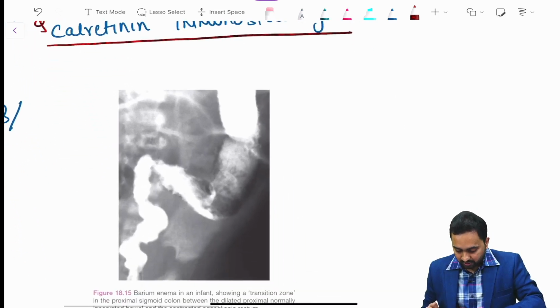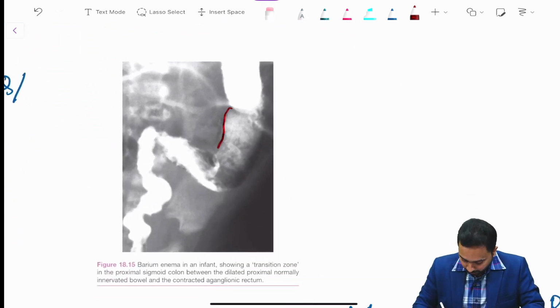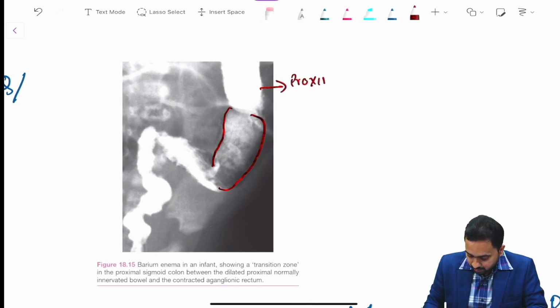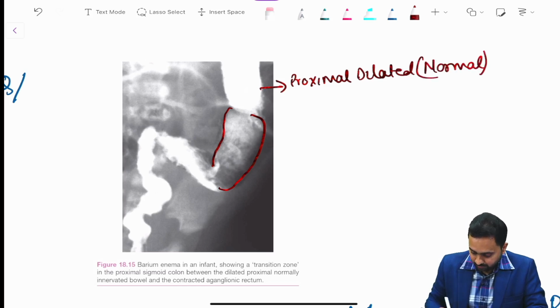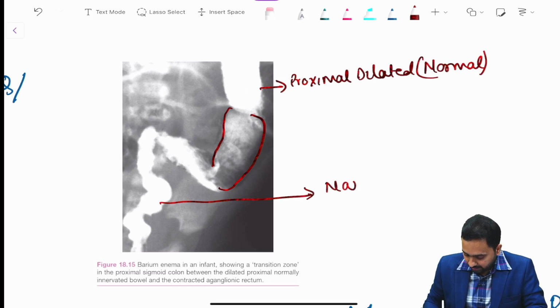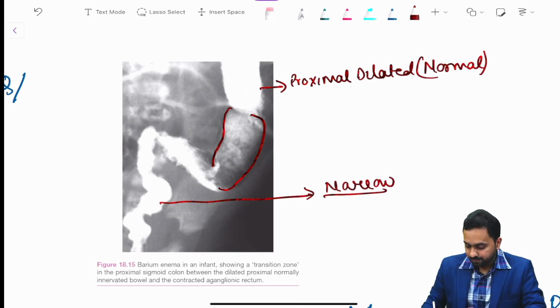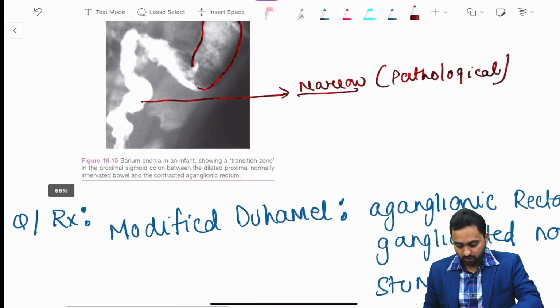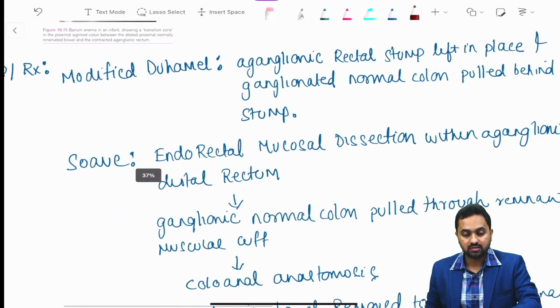Now, this is the transition zone showing between the proximally dilated bowel. This proximal dilated part is your normal bowel, and over here the narrow part is your pathological bowel. Your treatment would include these three surgeries.